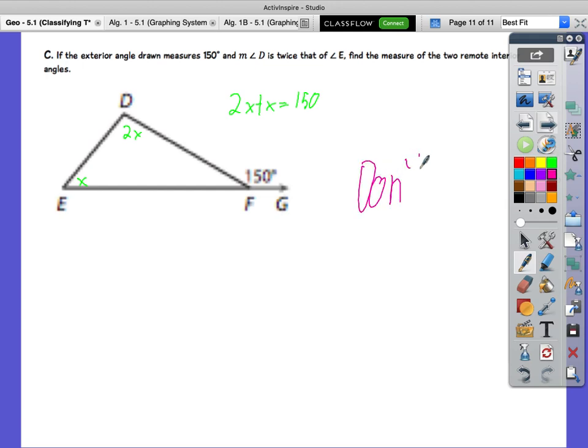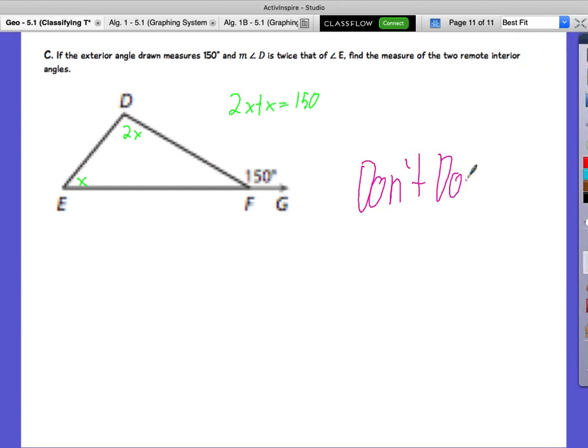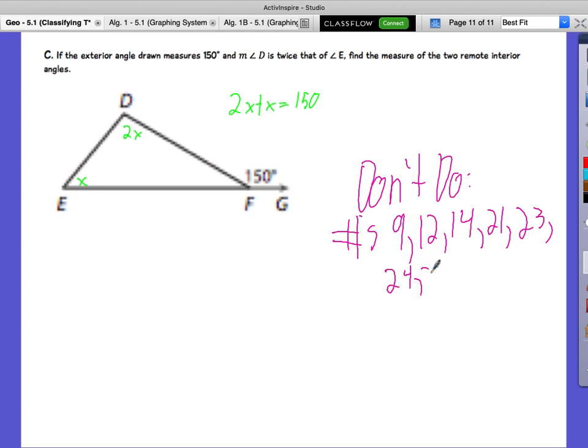Don't do, and you guys can cross these out. Numbers 9, 12, 14, 21, 23, 24, 26, 28, and 31. I told you guys it was a chunk. So 9, 12, 14, 21, 23, 24, 26, 28, and 31.